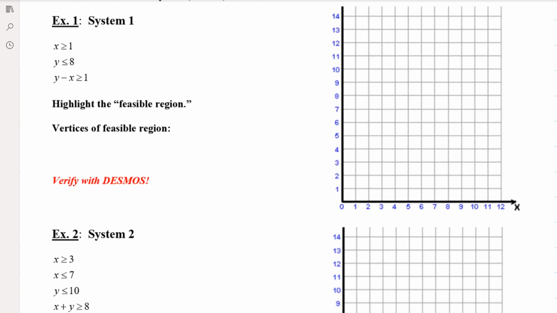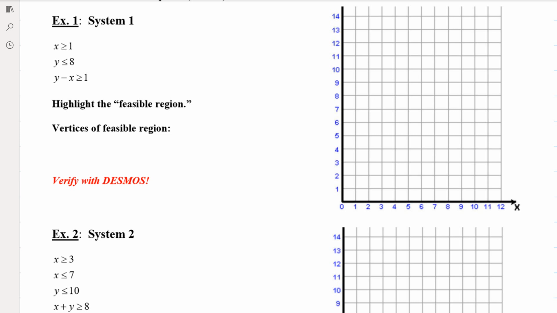and go back in time and review how to graph a system of linear inequalities. The first one here, we need to graph the system, and the system has 3 linear inequalities. We're going to graph it one by one, and then highlight the region over here.